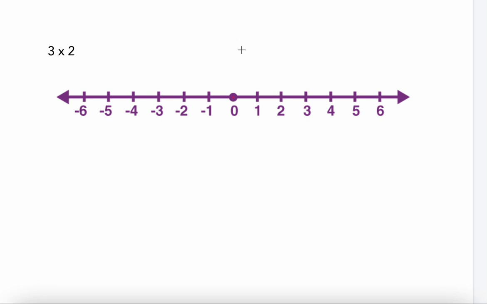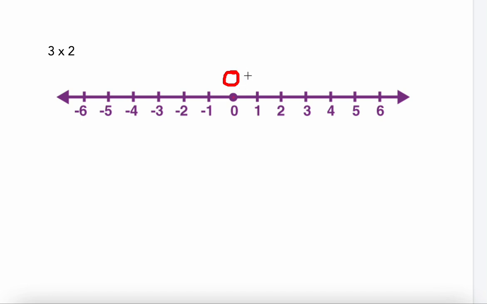If we had the problem 3 times 2, both positive integers, we're going to start off with our number line and we're going to pretend like we are somebody standing on the number line. This is their face. I'm going to give them a little hat. And they are going to jump along the number line to perform 3 times 2.